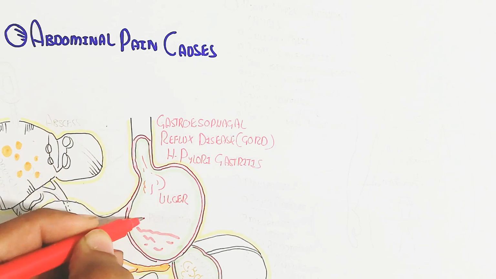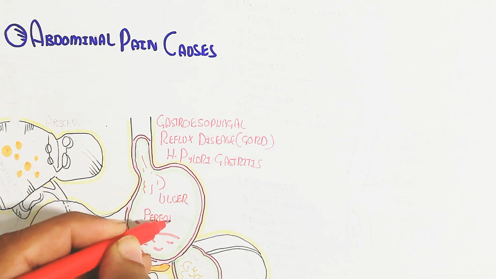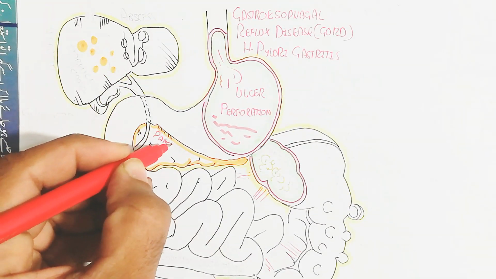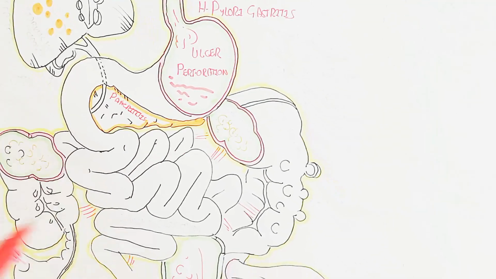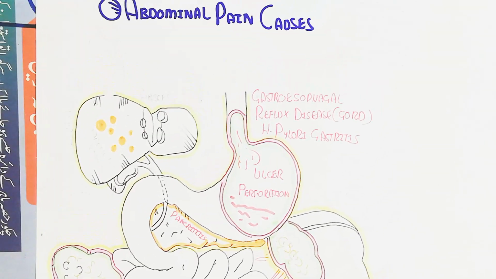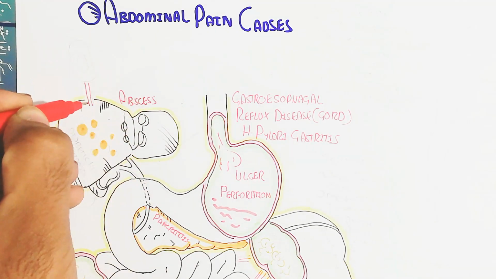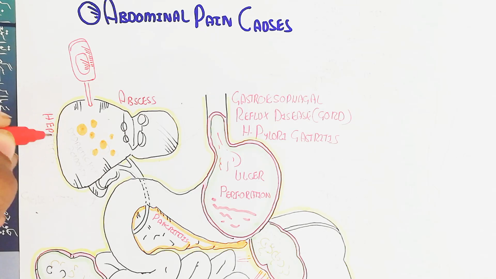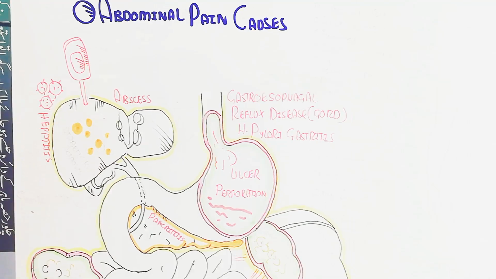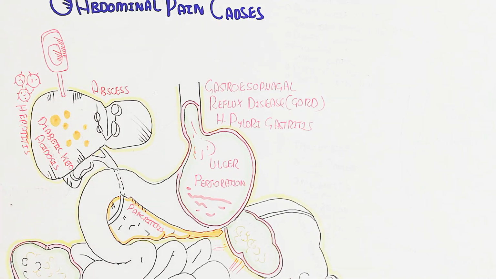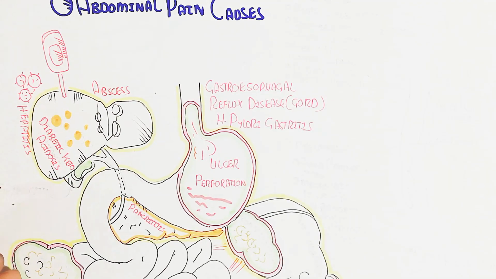Gastroesophageal reflux disease, GORD, and H. pylori gastritis will lead to abdominal pain and ulcer as well as perforation of the stomach wall. Pancreatitis, as well as adhesion obstruction in the small intestine, abscess in the liver, and ketogenesis. In this way, diabetic ketoacidosis will lead to abdominal pain, while hepatitis due to a virus will infect the liver and lead to hepatocyte dysfunction.